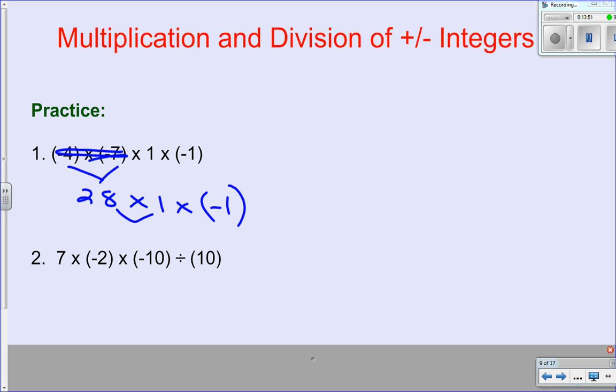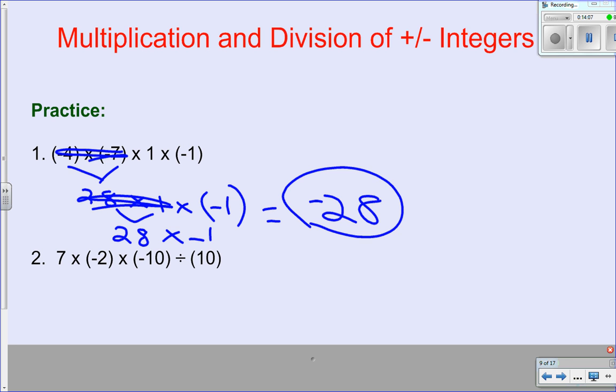28 times 1, anything times 1 is itself. That is 28. We are now done with that. 28 times negative 1 is, again, anything times 1 is itself, so that's 28, but it is a negative 1. A negative times a positive is a negative. That is negative 28.